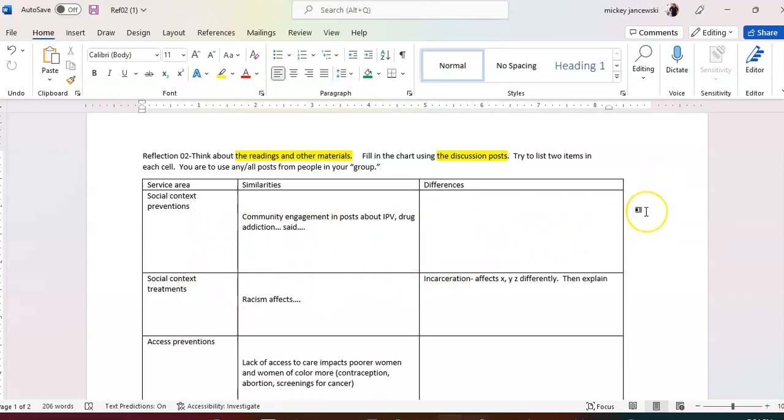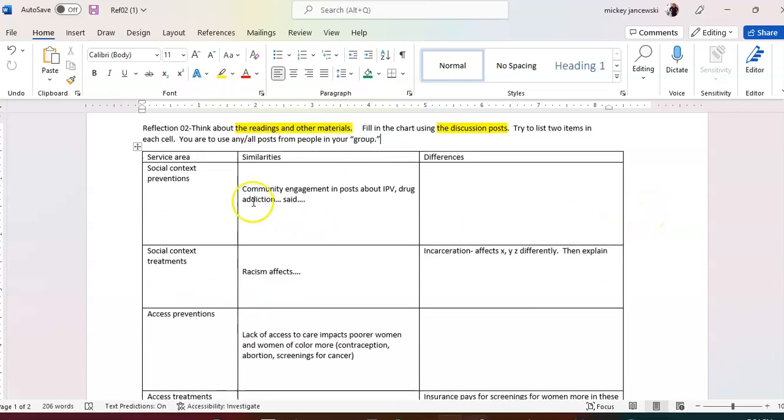This is key because if we address the social determinants of health, we typically can address a lot of issues rather than just addressing one disease at a time. Hopefully this explanation helps you make sense of what I'm requesting of you in this reflection.